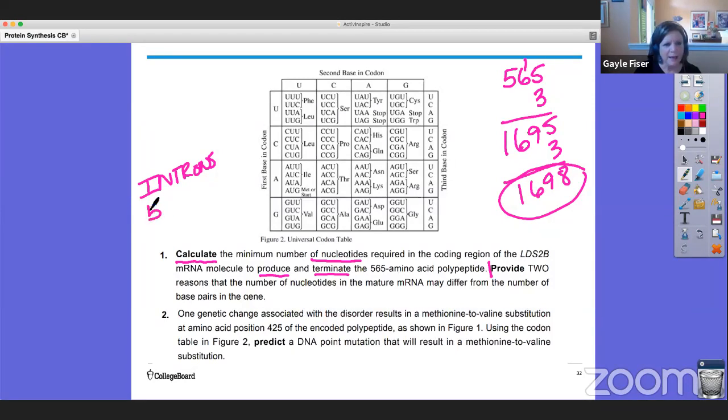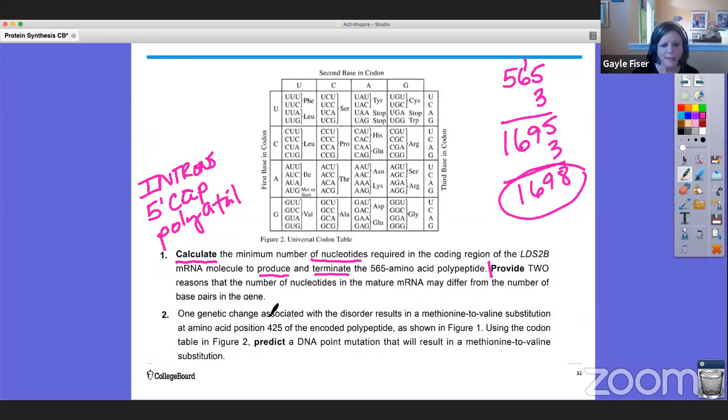We added a 5' cap. That would be a difference. And we also added a poly A tail. All right, that would be a difference. All right, so that's all I can think of, right? I think there's probably 6 or so options. I just can't remember them all.